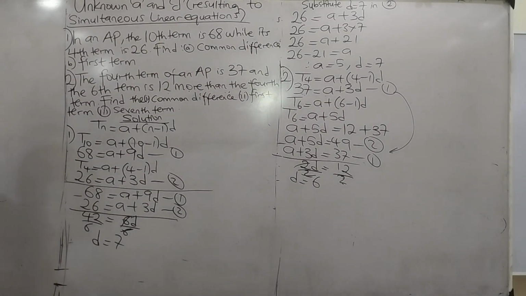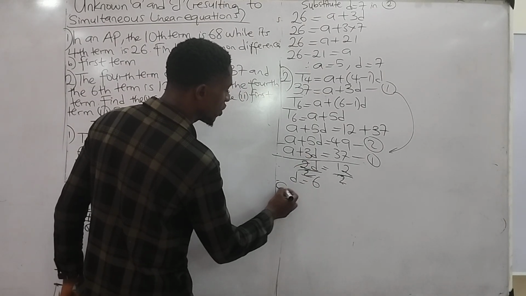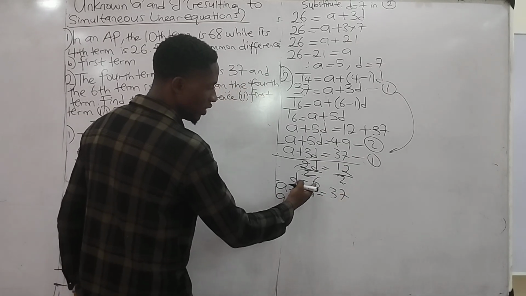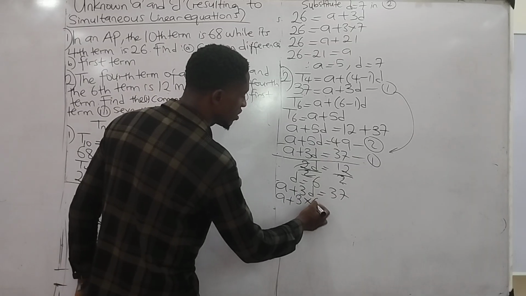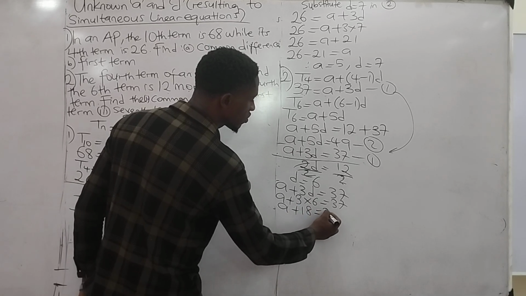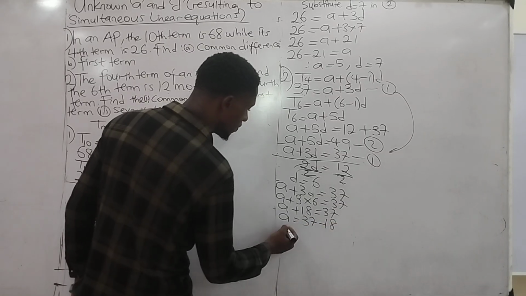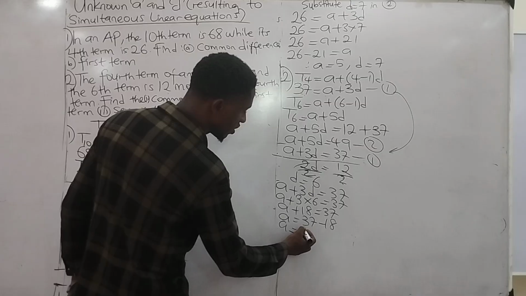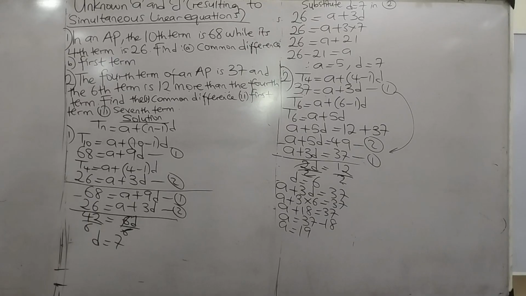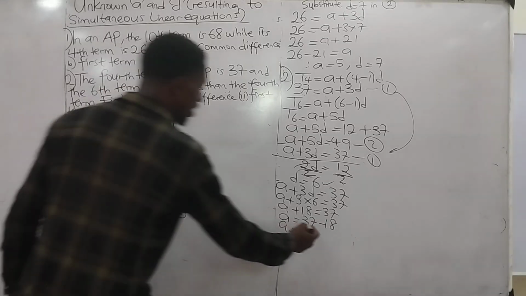The next step is to get the first term. We can use any of these equations, so let's use equation 1. Anywhere we see d, we replace it with 6. So we have a plus 3 times 6, which is 18, is equal to 37. Our first term a is equal to 37 minus 18, which gives us 19. So we have gotten the common difference as 6 and the first term as 19.